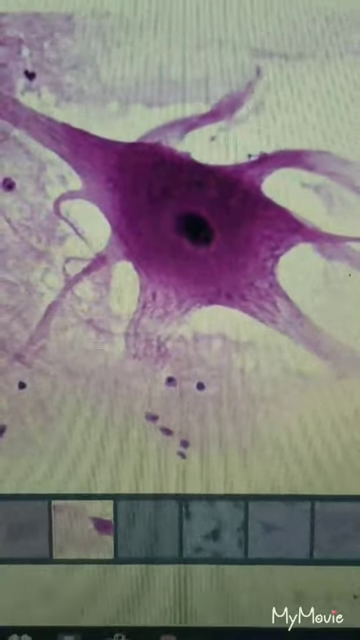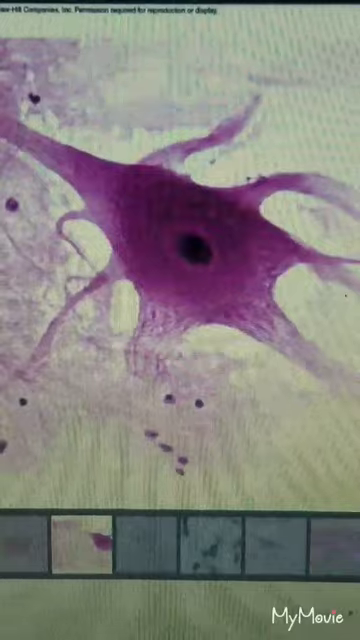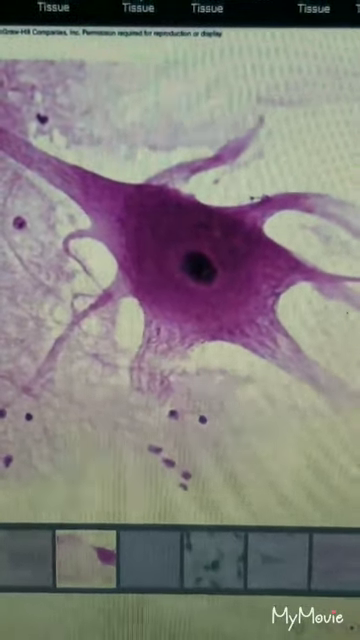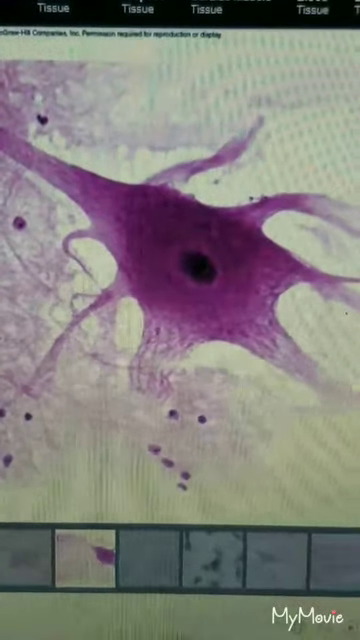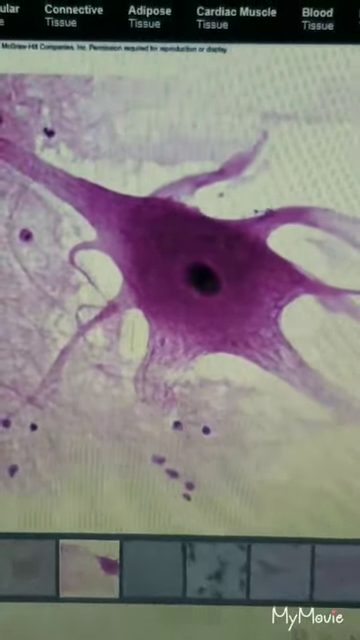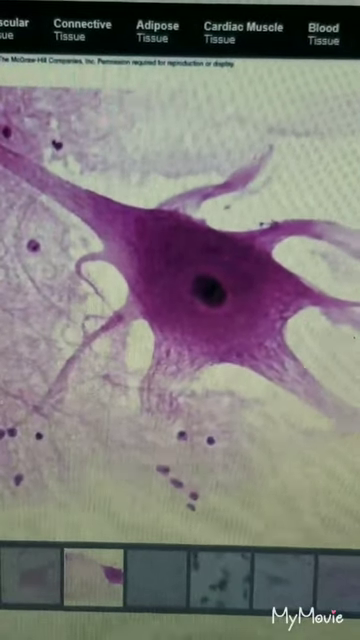The fourth tissue found in the human body is the nervous tissue. This tissue is mostly present in the entire nervous system. It includes the brain and the spinal cord. It has two types of cells, nerve cells and neuroglia. The nerve cells are the longest cells in the body. They can be up to a few meters.